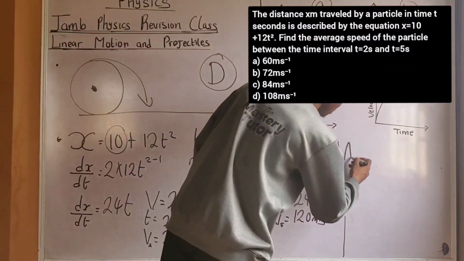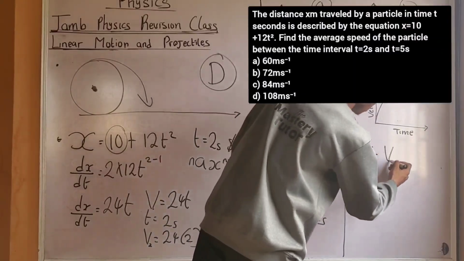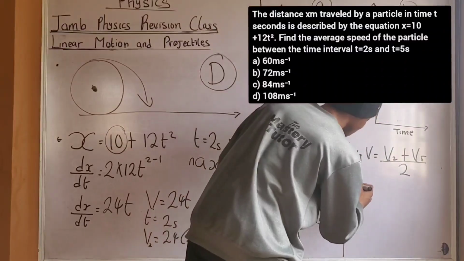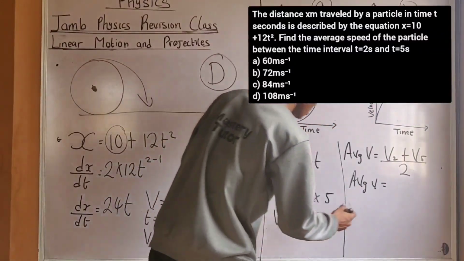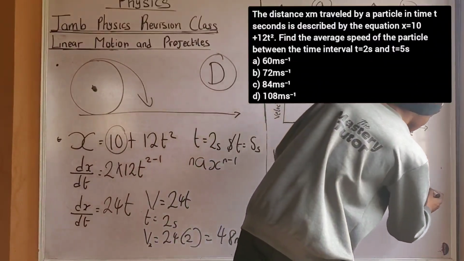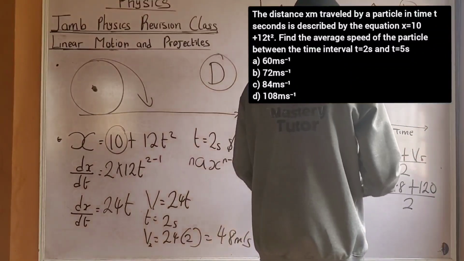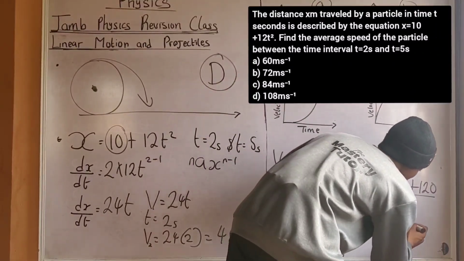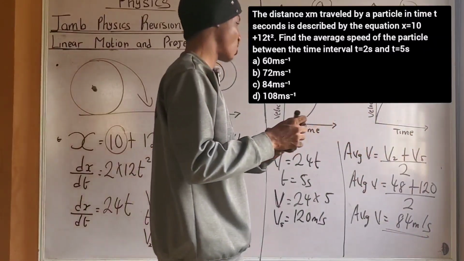So the average velocity is equal to v2 plus v5 over 2. The average velocity will be equal to 48 plus 120 over 2. The answer is 84. The average velocity will be equal to 84 meters per second. Okay, so let us look at the correct option.